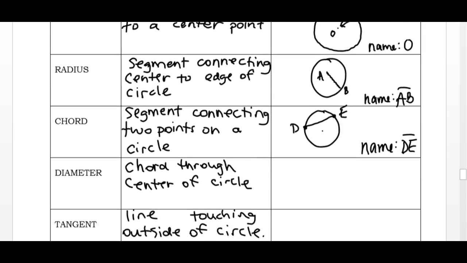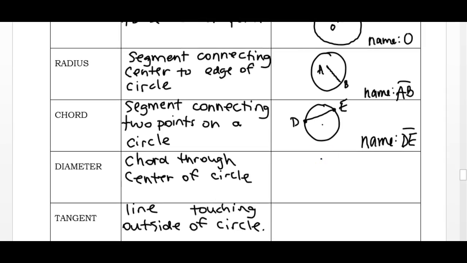A diameter is a chord that passes through the center of the circle. So here's a circle, here's its center, and I'm going to draw a chord that goes straight through the center. So we'll say A, B, C. The name of my circle is circle B. The name of my diameter is AC, because remember, to name a segment, we just list the endpoints of the segment.